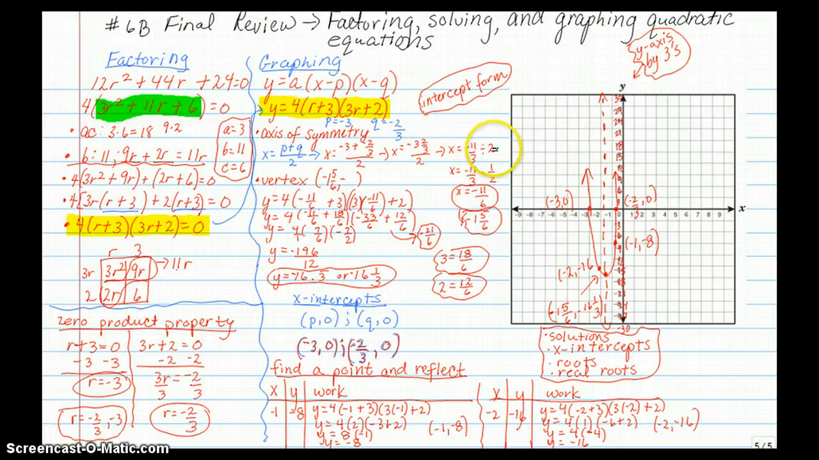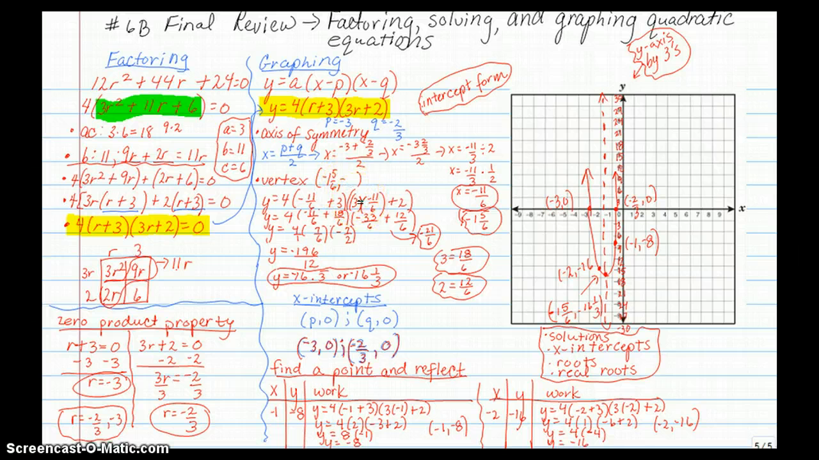Notice I rewrote it differently. When you have division with fractions, you multiply by the reciprocal. So we changed division to multiplication. 2 became 1/2, its reciprocal, which then gave us x equaling negative 11 over 3 times 1/2, which is negative 11 over 6, which for graphing purposes is more easily written negative 1 and 5/6. So that's our x-coordinate, negative 1 and 5/6.